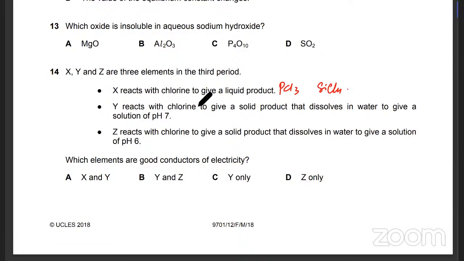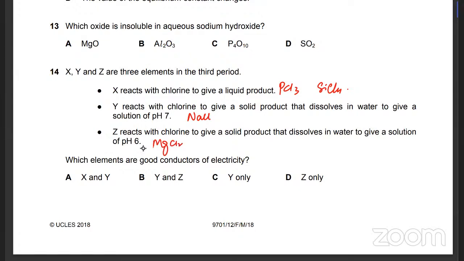So who's chloride? Sodium. NaCl. Okay, that's NaCl. And tentatively it could be MgCl2 as well, but MgCl2 is not exactly 7. But we'll go with NaCl for now. Z reacts with chlorine to give a solid product that dissolves in water to give a solution of pH 6. Now this one, who's slightly acidic? Magnesium. That fits magnesium.